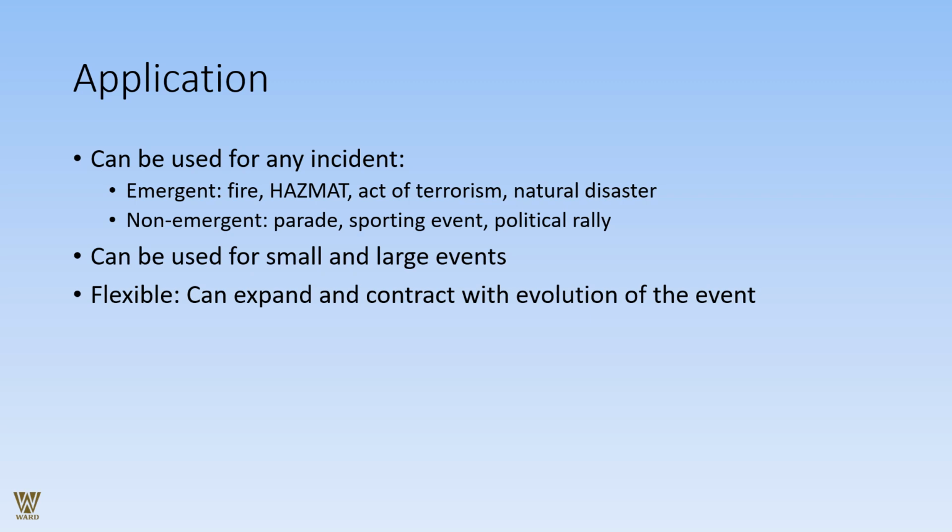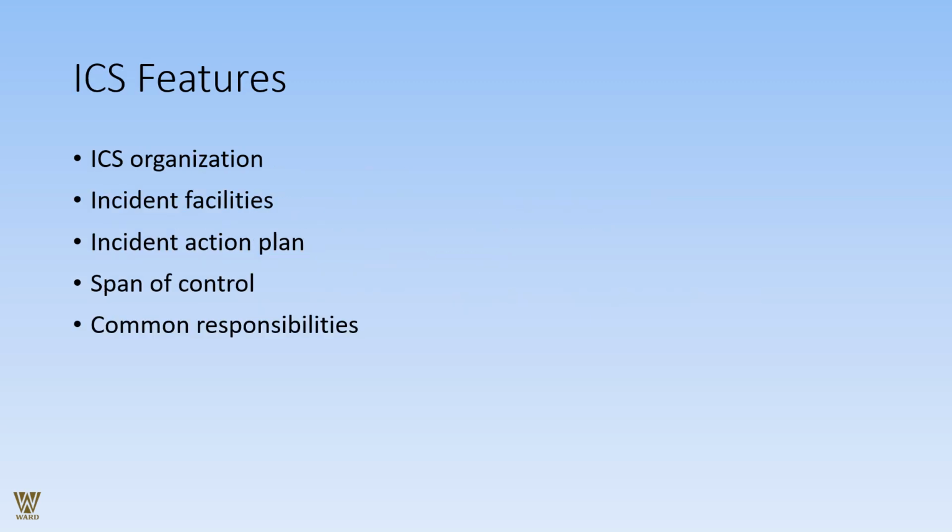Non-emergents are parade, sporting event, political rally, and we can plan for them. So one thing is planned event and unplanned event. Non-emergent would be a planned event. It can be used for any of the events, any of the gatherings, be it small or large. It is flexible and can expand and contract with the evolution of the event. So what exactly are the ICS features all about?